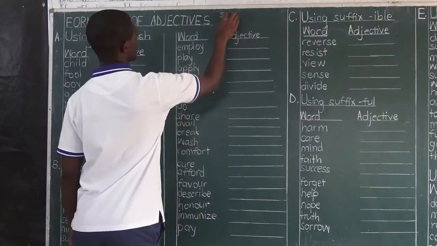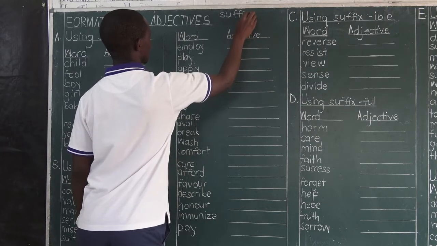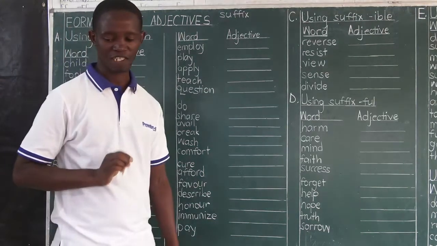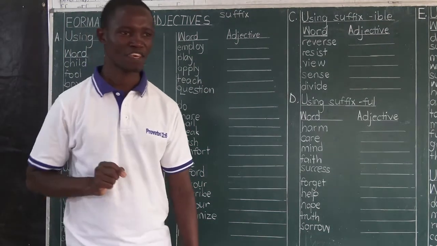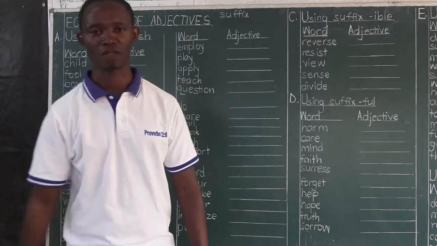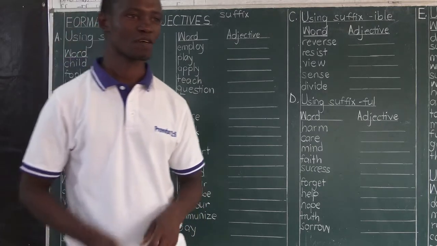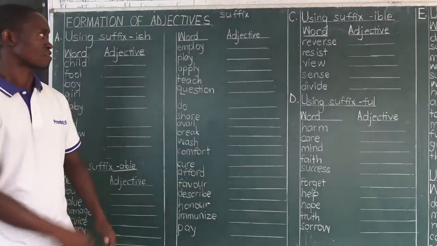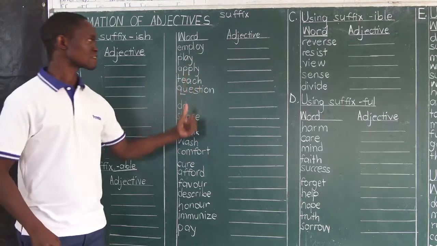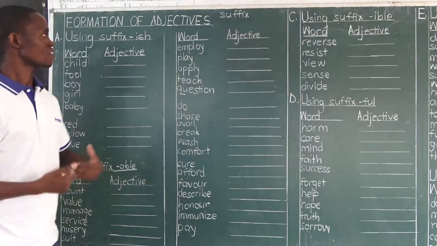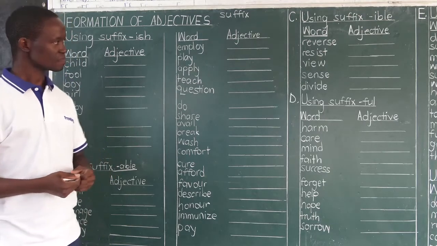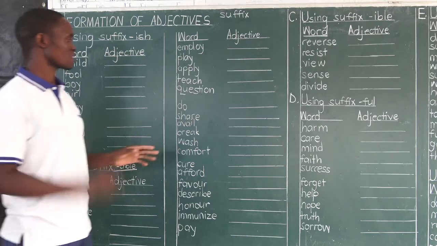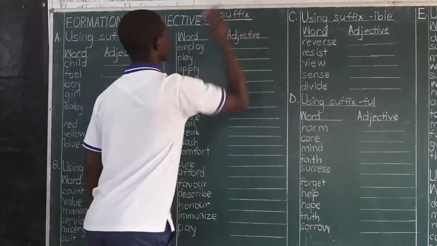What is a suffix? We looked at the definition of a suffix as a letter or group of letters added to the end of a word to change its meaning. A suffix is a letter or group of letters added to the end of a word to change its meaning. So you add letters or a letter at the end of different words and you change the meaning totally. And that letter or group of letters you have added is called a suffix.